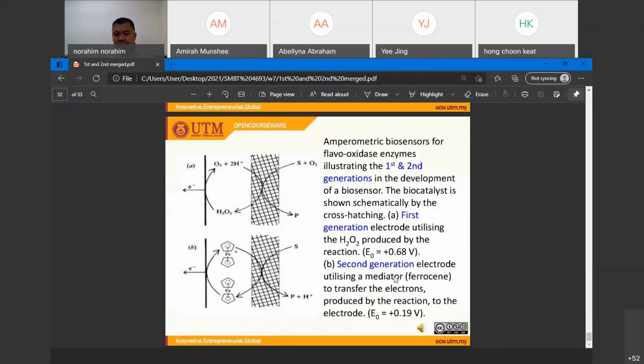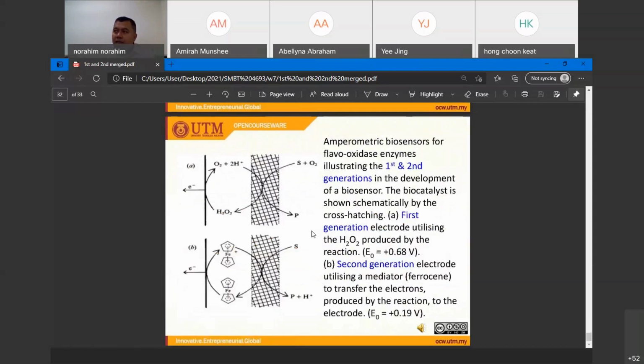In the second generation, the electrode utilizes ferrocene as a mediator to do what? To transfer the electrons produced by the reaction to the electrode. So your potential was set at plus 0.19 volts. So these are the main differences. Okay, so I guess that's it for first and second generation.